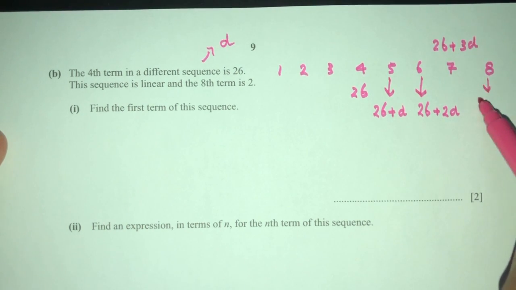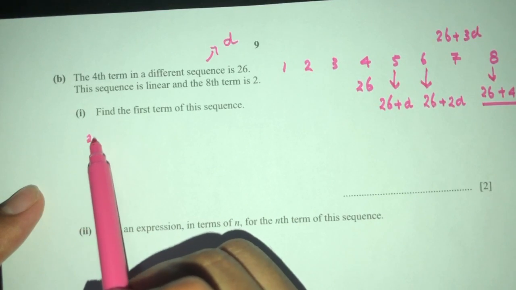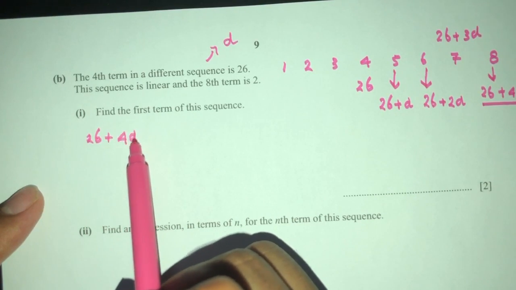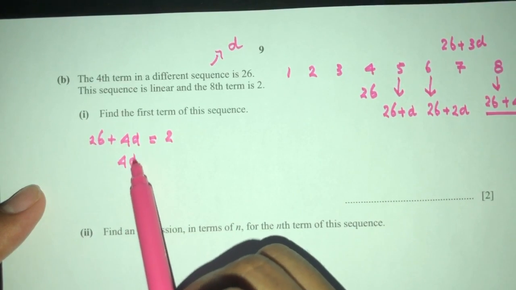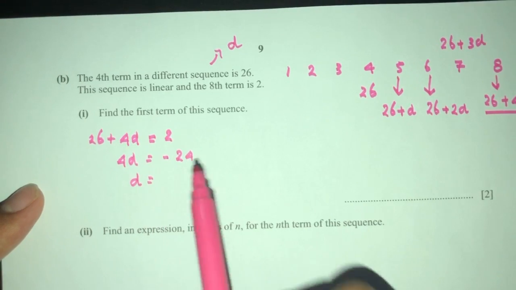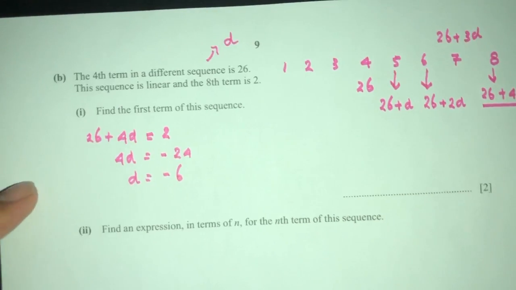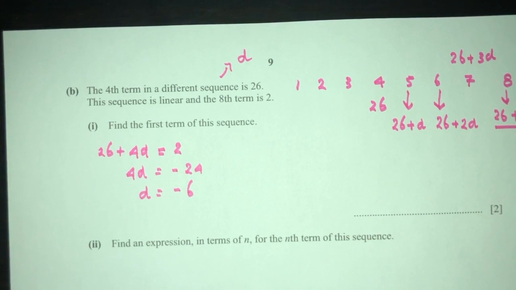And this one should be 26 plus 40. But now, according to the question, the eighth term is 2. So 26 plus 40 is supposed to equal 2. Let's solve for d now. That should be minus 24, and d should be basically minus 6. So every time when you go in this direction, your sequence is decreasing by 6.